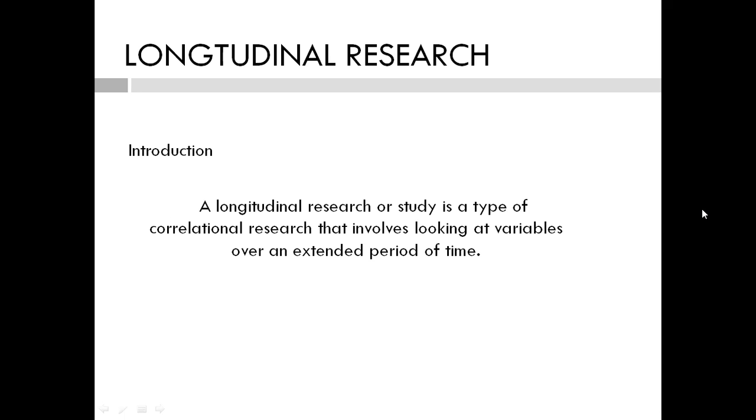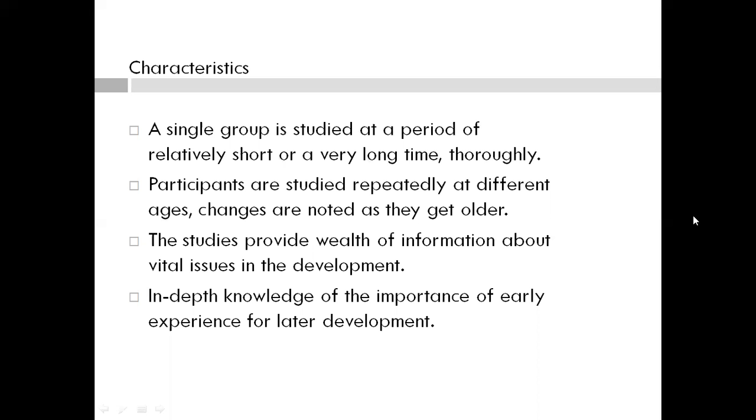There are some characteristics under this research. Under a longitudinal research, a single group is studied thoroughly over a period of relatively short or a very long time. Participants are studied repeatedly at different ages. Changes are noted as they get older. Different participants of similar age are kept in one group and are observed by the researchers or investigators, to see how changes occur in their development.